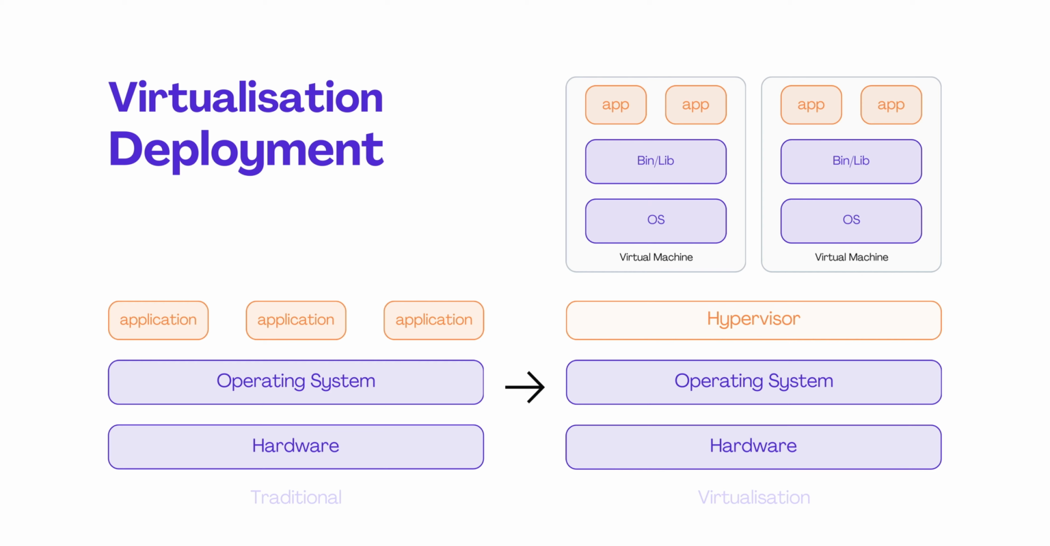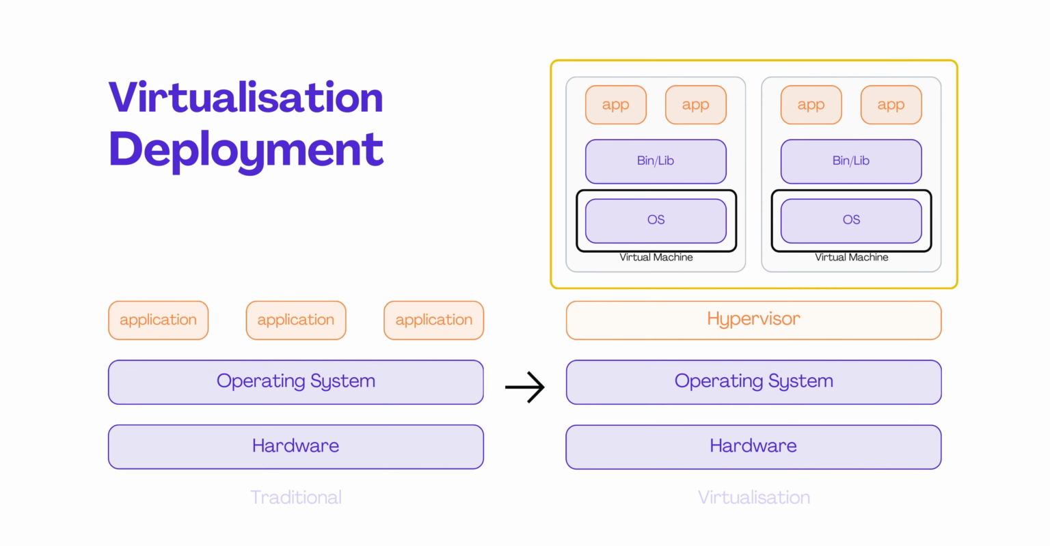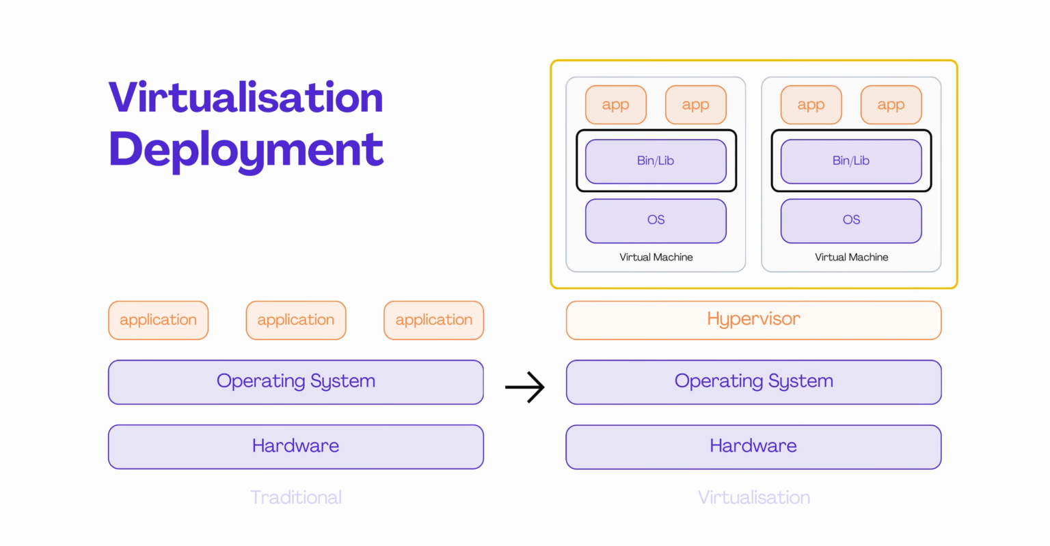In the virtualization setup, the hardware provided the physical foundation. On top of that, the operating system served as the host for a hypervisor, a specialized software layer responsible for managing and creating virtual machines. Each virtual machine then contained its own complete operating system, application, and dependencies.